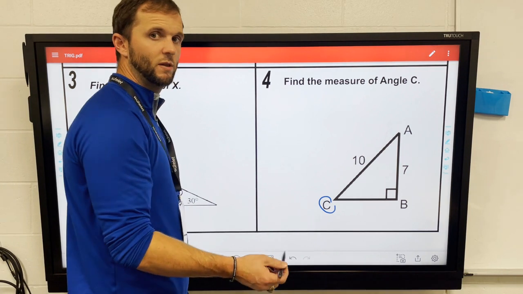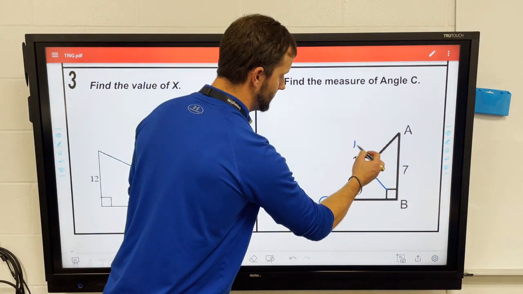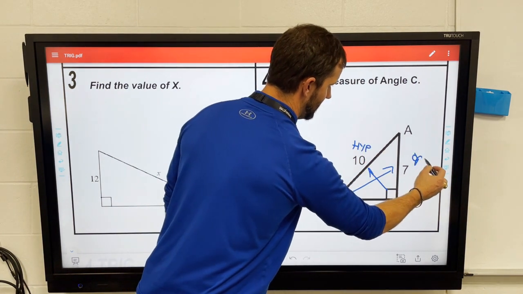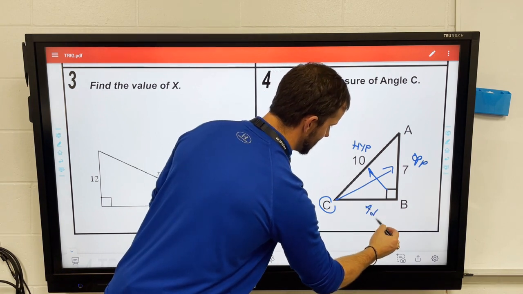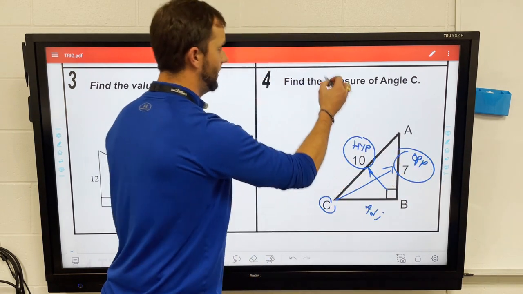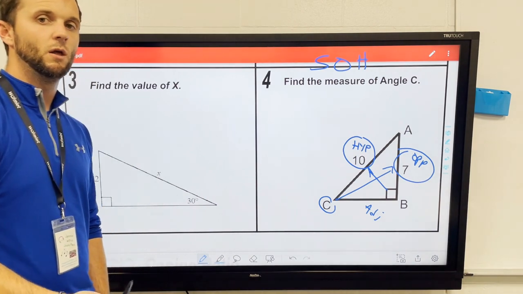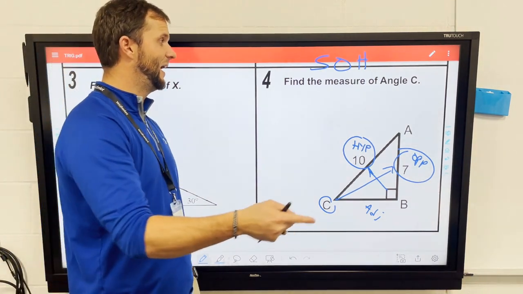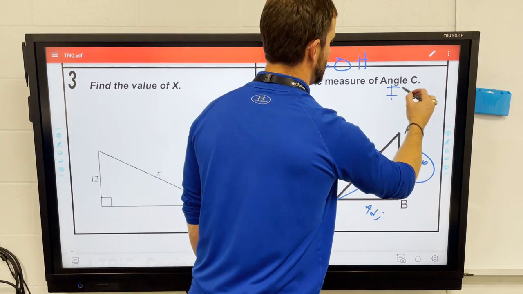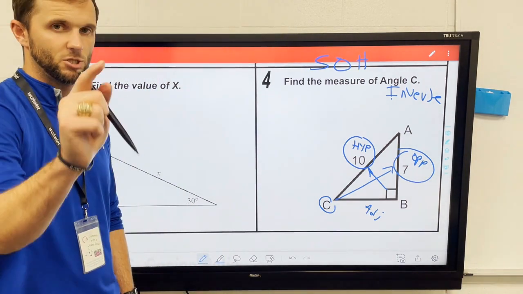Let's label the sides from angle C. This is my hypotenuse, this is my opposite side, and this is my adjacent side. I've been given the hypotenuse and the opposite, and I know opposite over hypotenuse is my sine ratio. Anytime you need to find the angle measurement, you're going to use something called inverse. I'm going to show you how to do this.